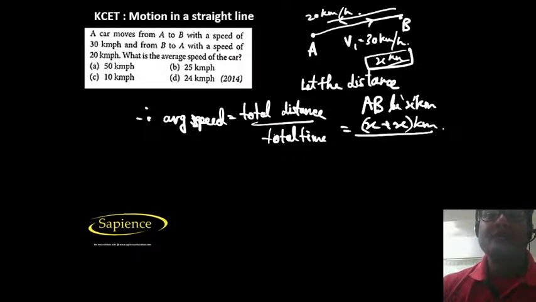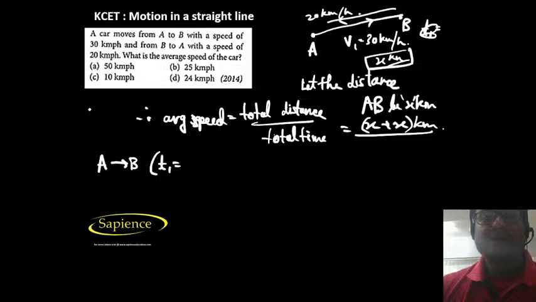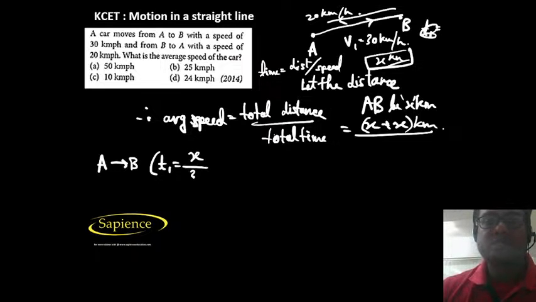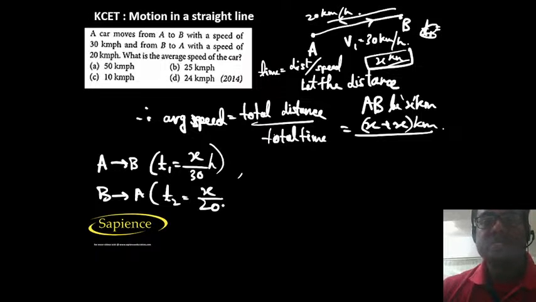While going from A to B, the time required, t1, will be equal to distance by speed, since we know that time is equal to distance by speed. So t1 will be x by 30 hours. And while returning from B to A, the time required, t2, is the distance by the speed, which is x by 20 hours.